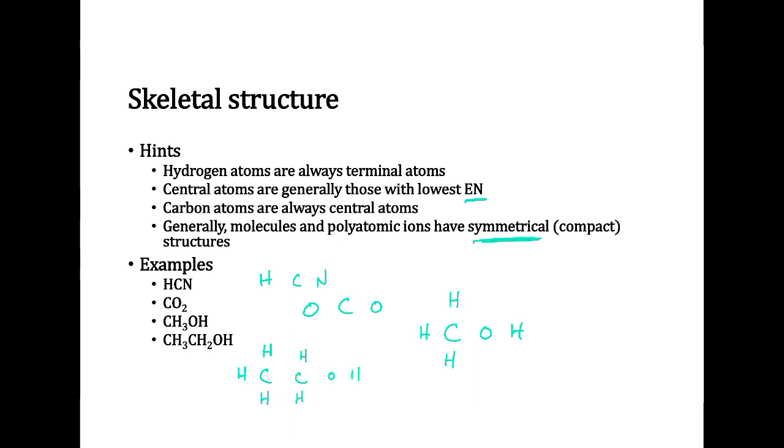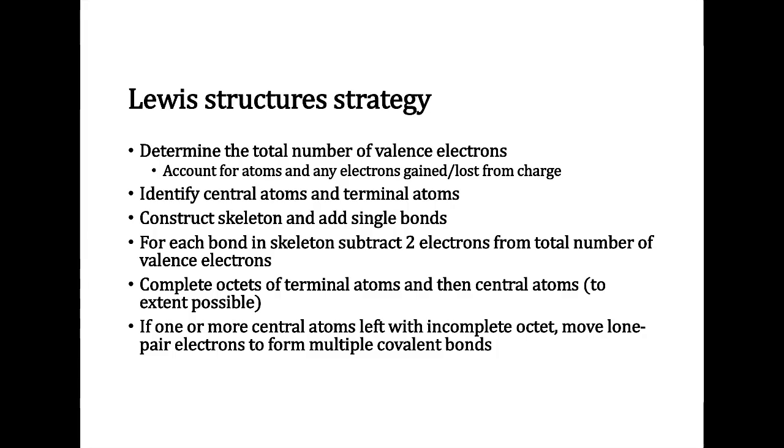So what we'll do is we'll go ahead and finish up our strategy, and then we will go through and draw all of our Lewis structures using this method. So again, the first thing you want to do is determine the total number of valence electrons. If you have a charge, make sure you're accounting for what was lost or what was gained. Try to identify your central atoms and terminal atoms. So if you have a carbon, you know it's central. If you have hydrogens, you know they're terminal. Otherwise, you have to go off of what's more electronegative tends to be your terminal atoms. So, more electronegative.